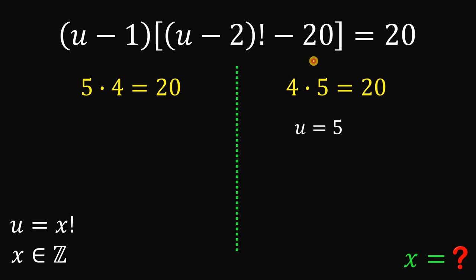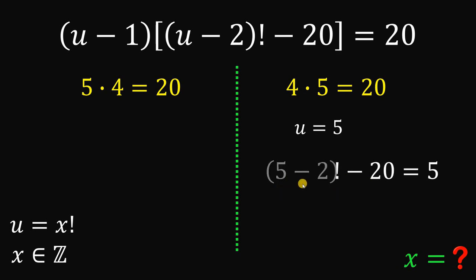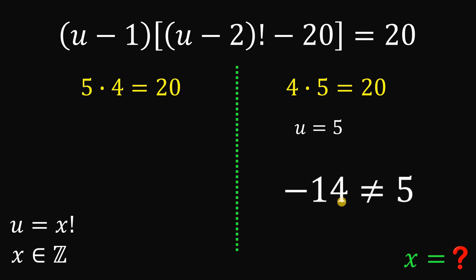Now let's check if the other factor must be equal to 5. So u minus 2 factorial minus 20 equals 5. So let's check. If we replace this u with 5, this will give us 5 minus 2 factorial minus 20 equals 5. Now 5 minus 2, this will give us 3. And we know 3 factorial, this equal to 6, because 3 times 2 times 1. Now 6 minus 20, this will give us negative 14. And we know negative 14 is not equal to 5. Therefore, this case is also not possible.